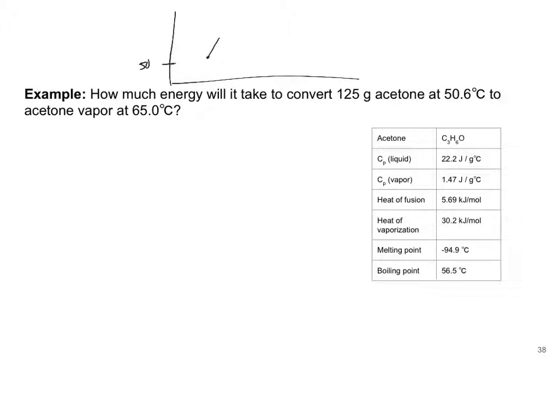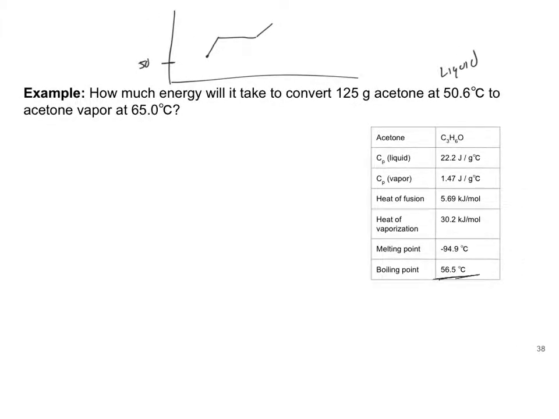So it goes up, we go to evaporating, and then we go up a little bit more, because when I look at the boiling point, which is basically the evaporation point, that's at 56 degrees Celsius. So if we start at 50, we are below the boiling point, so it's a liquid. And we end at 65, that's above the boiling point, which is right down here of acetone, right? So that tells me that we are at a gas. So we're going to go from a liquid to a gas, and we have to go through the heat of fusion phase. I'm sorry, the heat of vaporization phase.